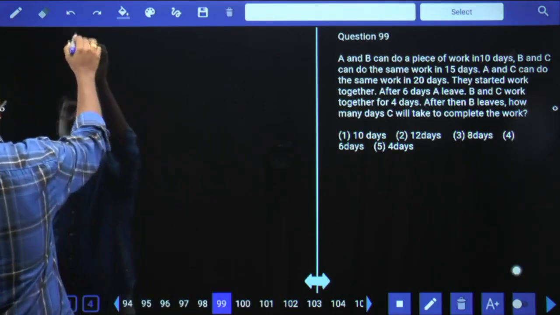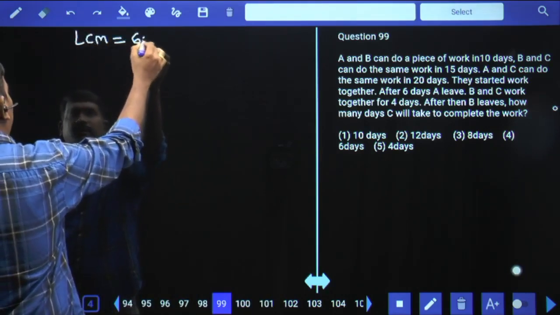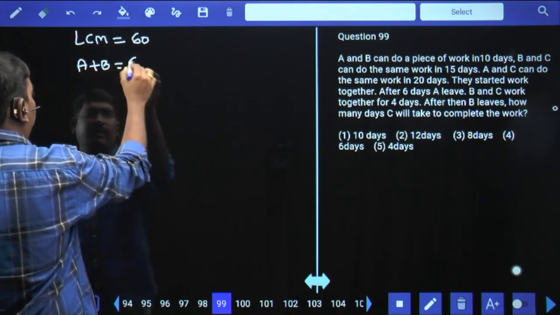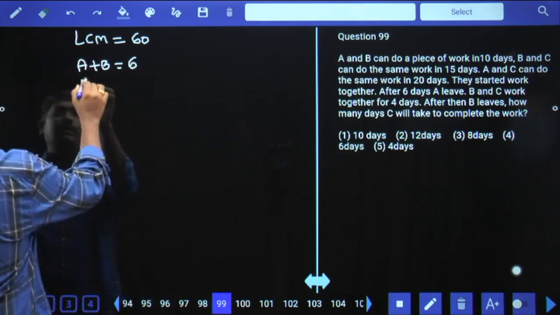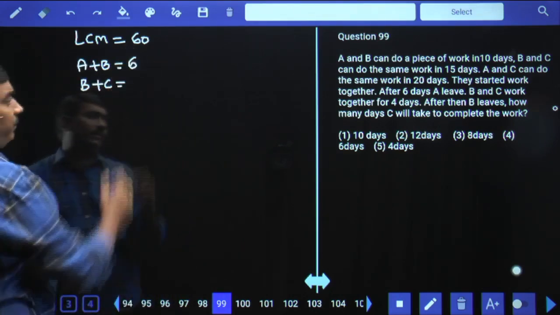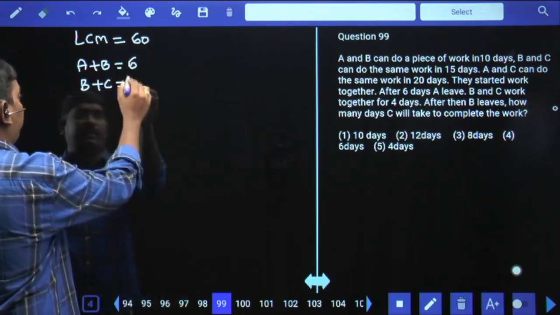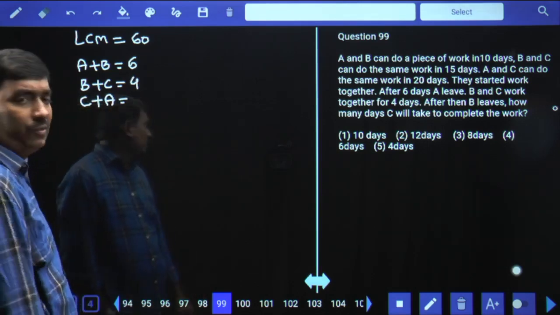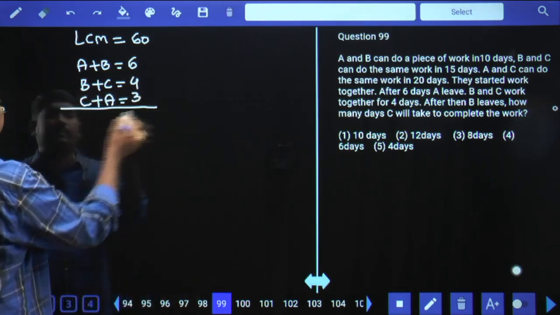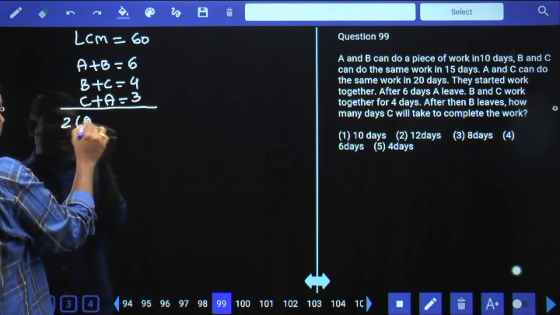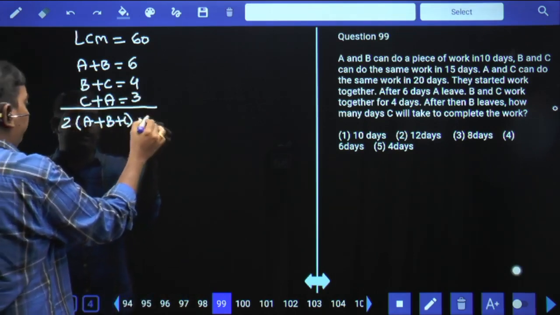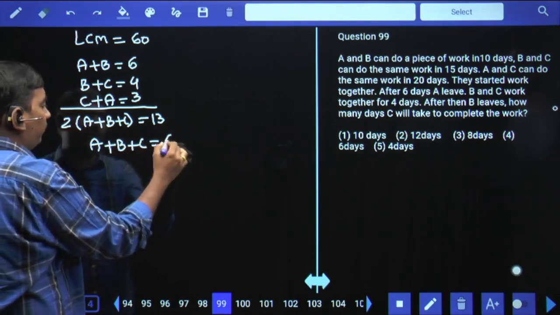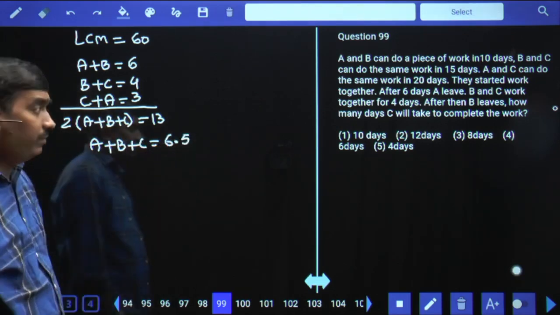10, 15, 20. LCM of 10, 15, 20 is 60. A plus B can do 60 units in 10 days, per day 6 units. B plus C can do 60 units in 15 days, per day 4 units. C plus A can do 60 units in 20 days, per day 3 units. 2 times (A plus B plus C) is equal to 13 units. From this we can write A plus B plus C is equal to 6.5 units in 1 day.